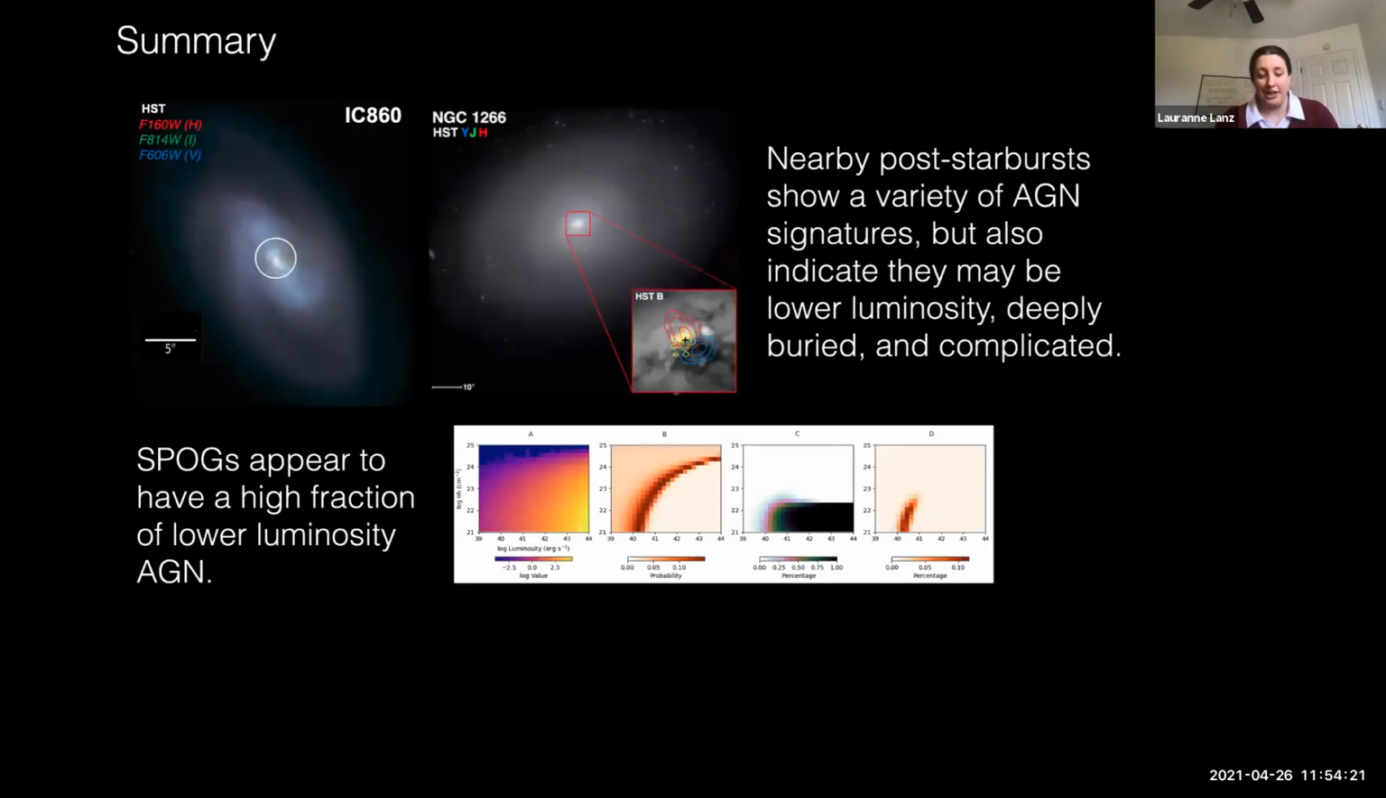So essentially, what I can tell you is there do seem to be AGN in post-starbursts. They look like they may be relatively common in post-starbursts, but it looks like they might be on the lower luminosity end, possibly deeply buried and definitely complicated. So definitely stay tuned to see what we learn from all of this. Thank you, and I'm happy to take questions.